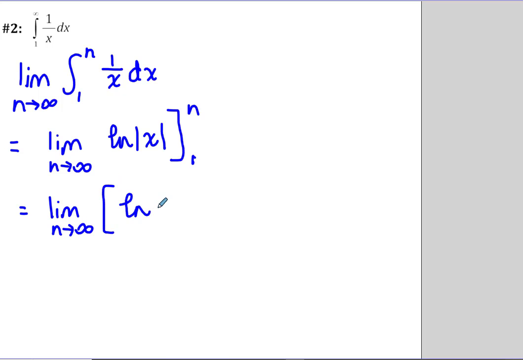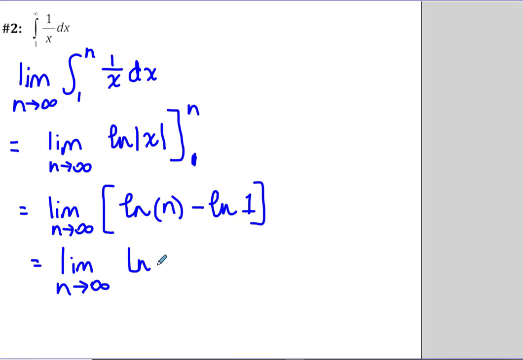So we have the natural log of n, and since we're starting at 1, we know that the function will be positive. We don't really need the absolute value bars. And the natural log of 1 is 0. So we're considering the limit as n approaches infinity of the natural log of n, and that would be infinite.